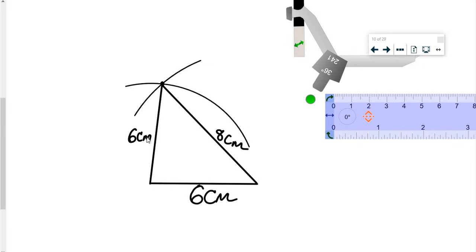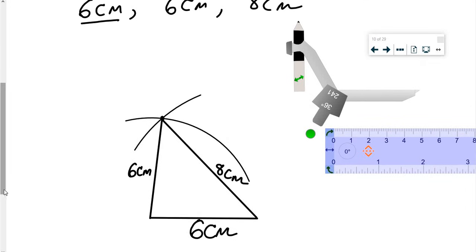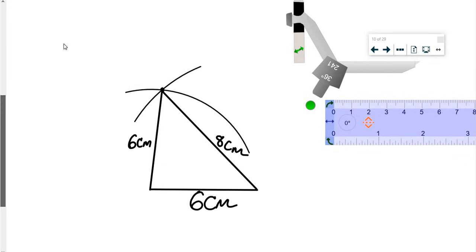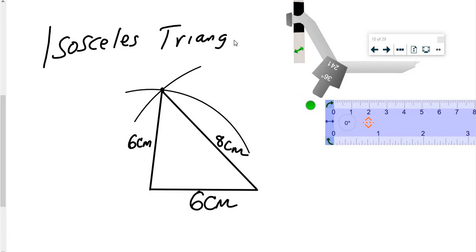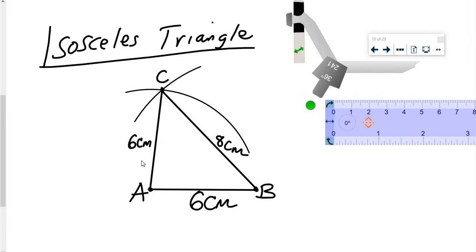Now, since you can see that the two sides are equal, the common name of this triangle will be isosceles triangle. So you write here isosceles triangle, because two sides are equal. And some other people prefer labeling the corners also by using capital letters, like this is A, B, and this is C.